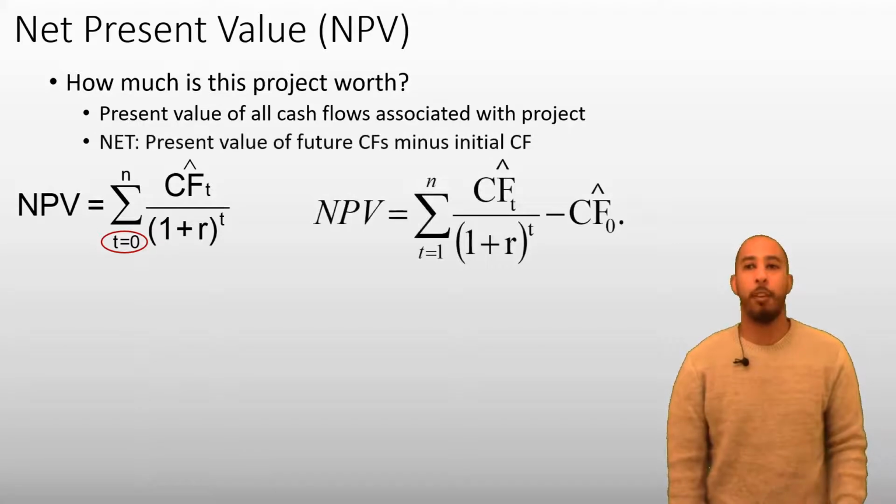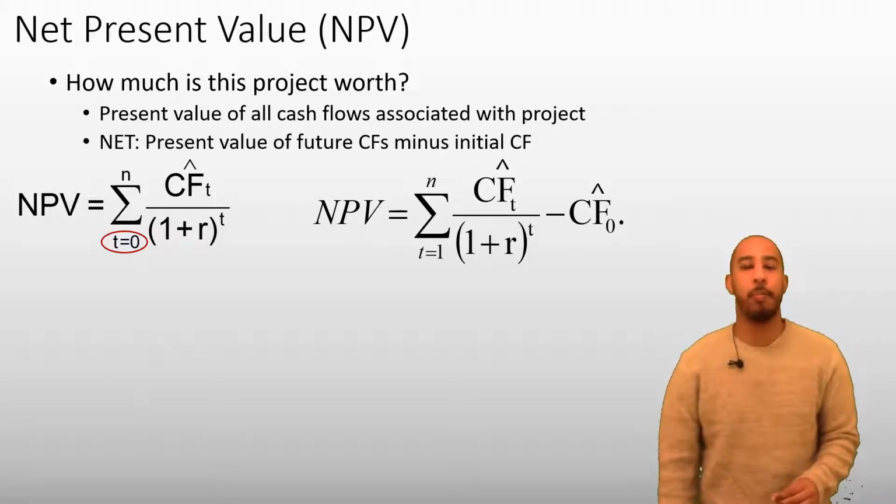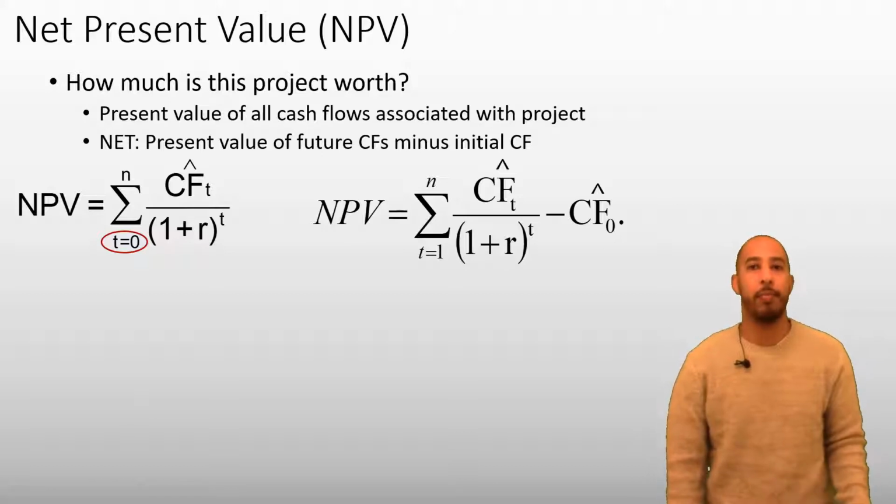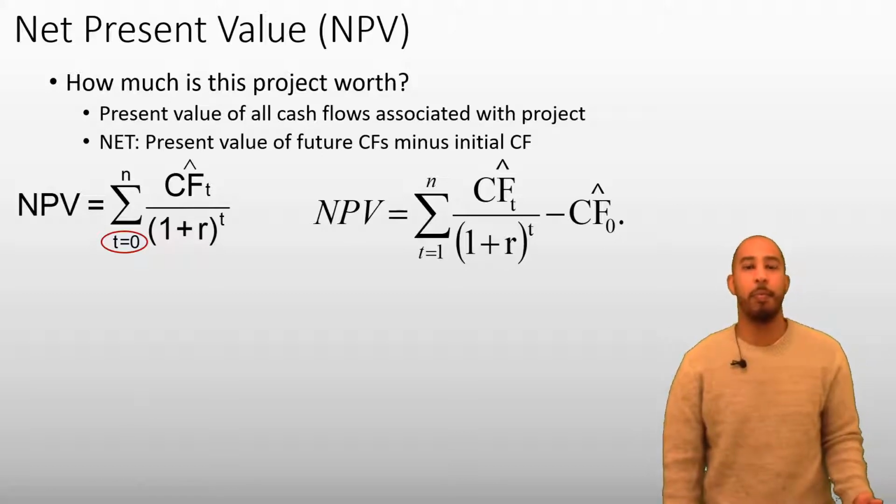We can rewrite the formula to stress the net aspect of net present value. When we find the net of something, it means we subtract something. Net income is the income left over after subtracting expenses. Net weight of some food at the grocery store would be the weight minus the packaging. Here, the net in net present value means we'll take the present value of the project's future cash flows and subtract the initial outlay. That's the cash flow at time 0.